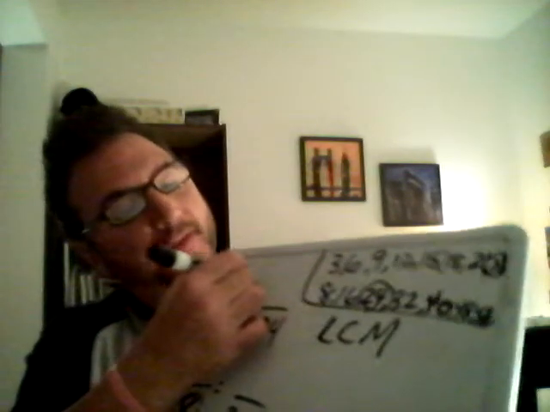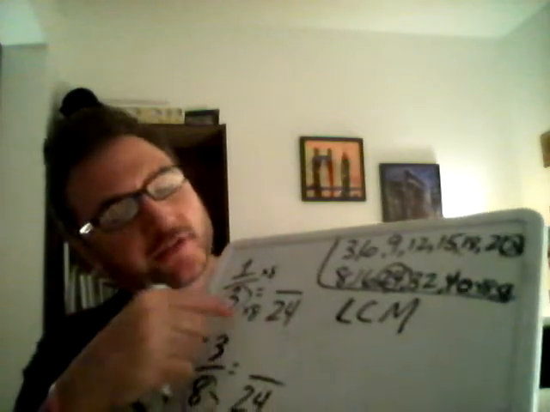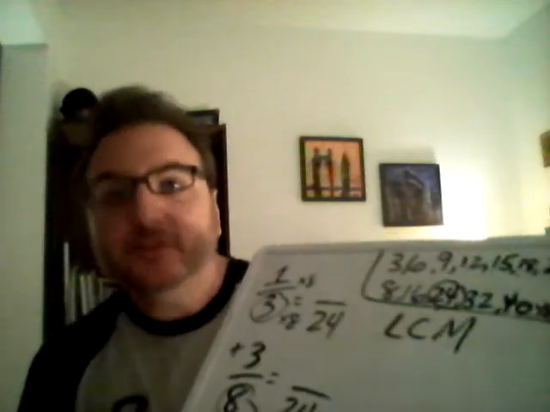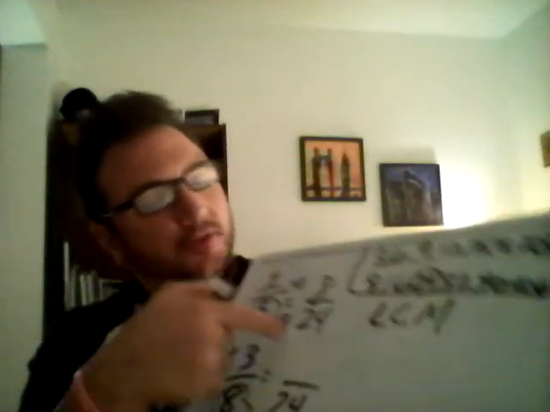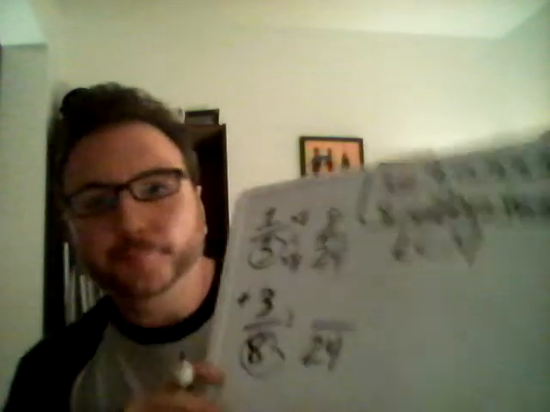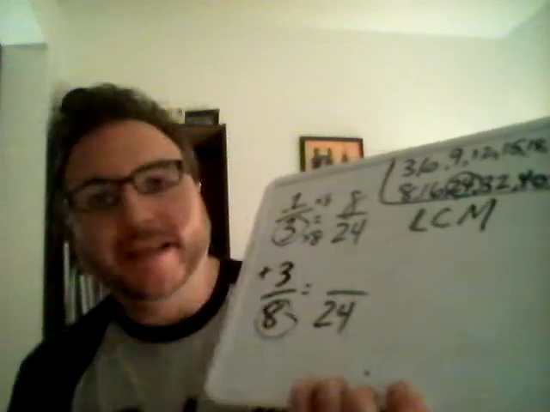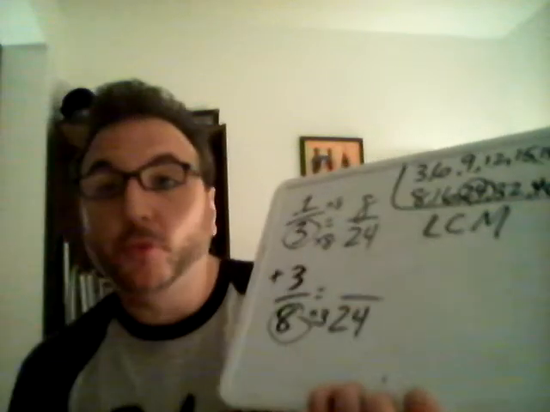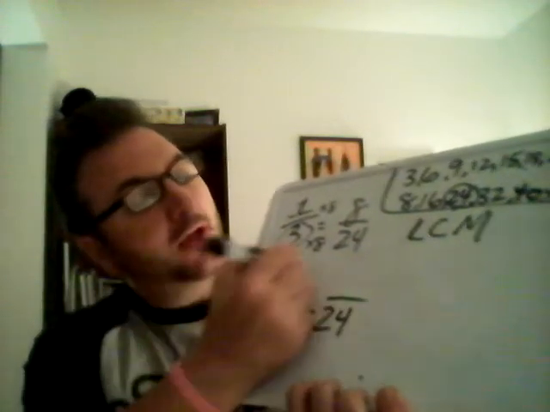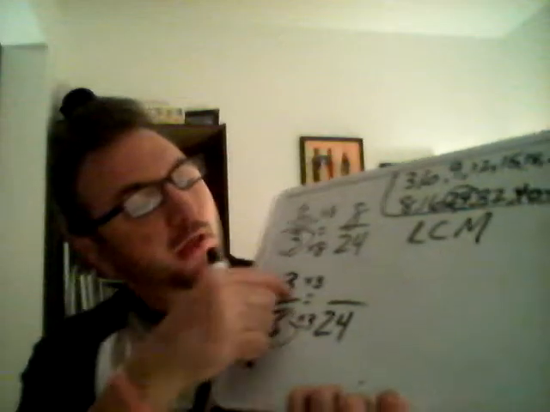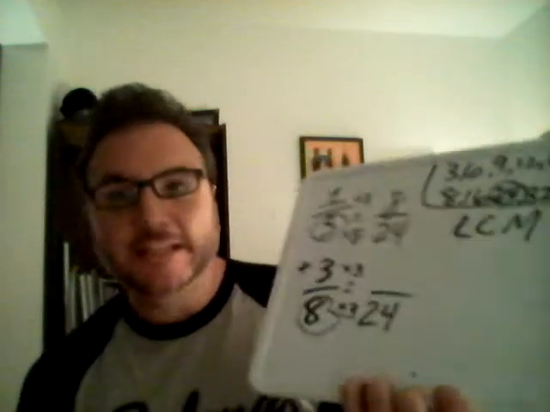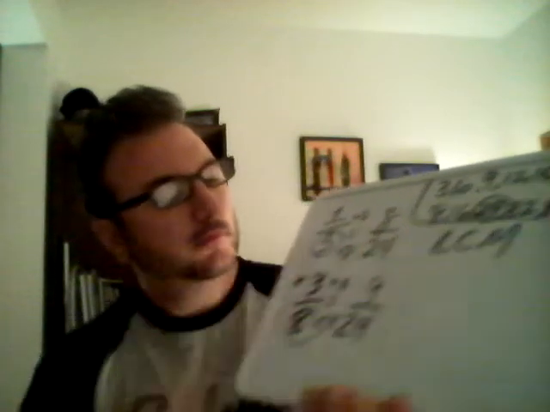So now I'm going to copy that times 8 up here. 3 times 8 is 24. 1 times 8 is 8. So the top's going to be 8 over 24. What do you multiply 8 by to get 24? 3, right? So I copy that times 3 up here. 3 times 3 is what? 9. There we go.